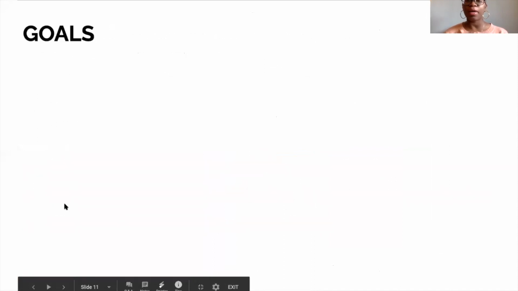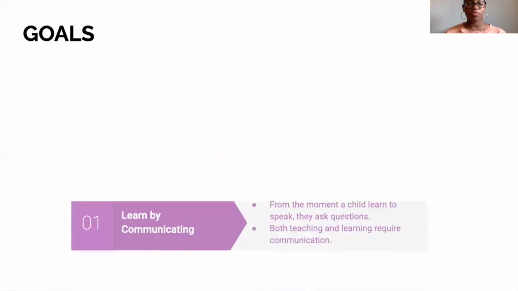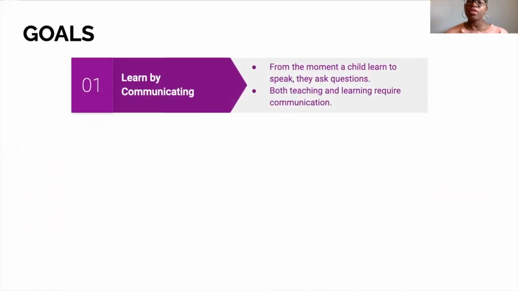So we're going to jump right into the goals. There are 4 different goals. The first is we learn by communicating. From the moment that a child learns to speak, they ask questions. Both teaching and learning require communication. So that is one goal of communication, which is to learn.